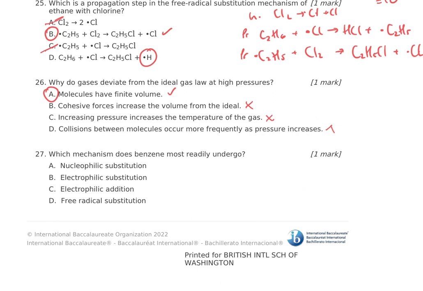Which mechanism does benzene undergo? So benzene's got double bonds, so it's going to be electrophilic. And it can't undergo addition because of the negative inductive effect. It pulls the electrons back in. So it's electrophilic substitution because benzene's too stable to lose those electrons. Okay, I hope that helped.